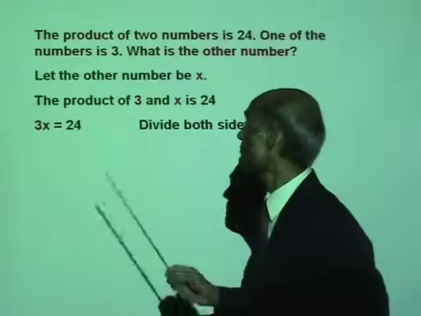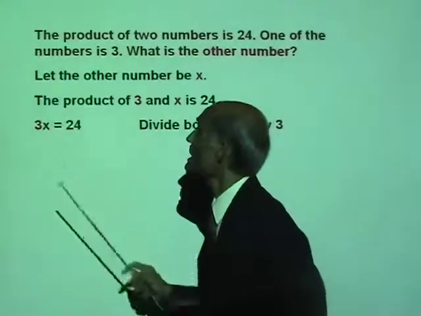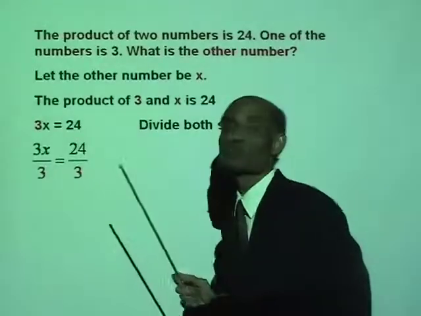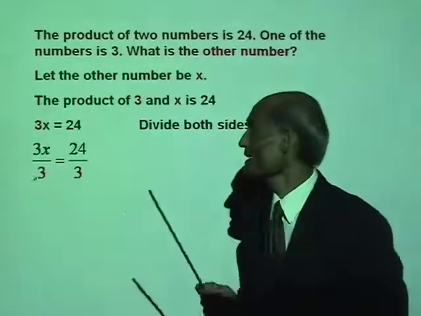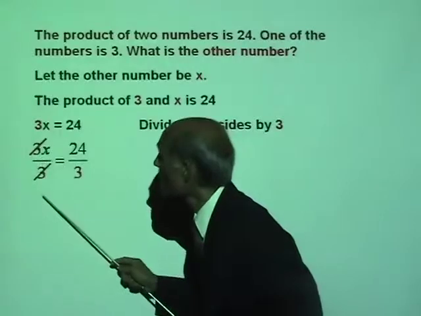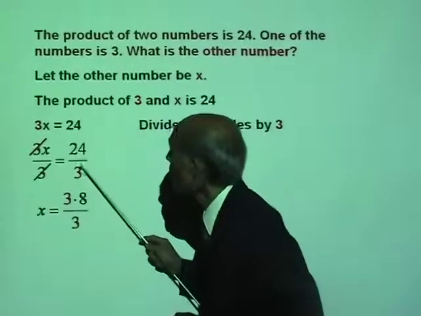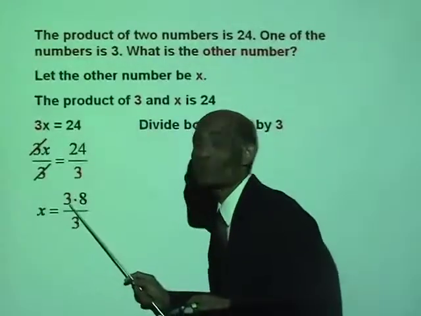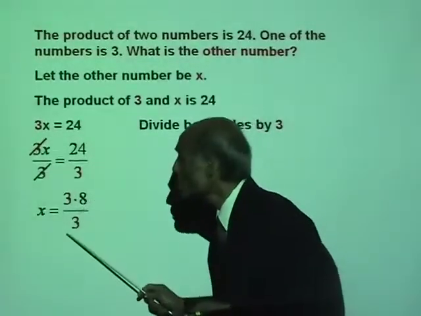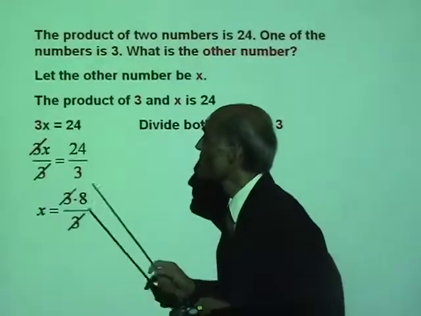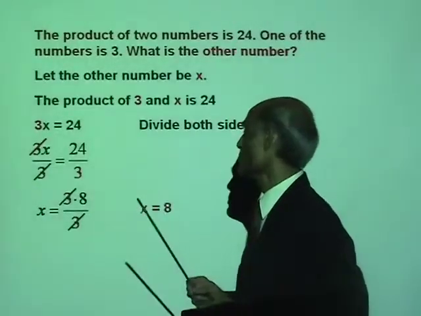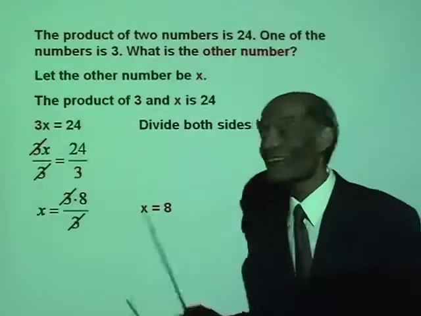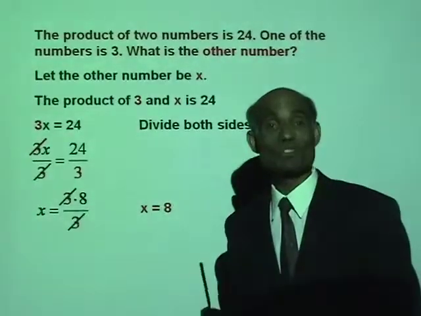Now, divide both sides by 3. We get 3x divided by 3 is 24 divided by 3. And on the left we have x alone. On the right, 24 is written as 3 times 8, so that the 3 and the 3 will cancel. And you can see the other number therefore is 8. 8 times 3 is 24.